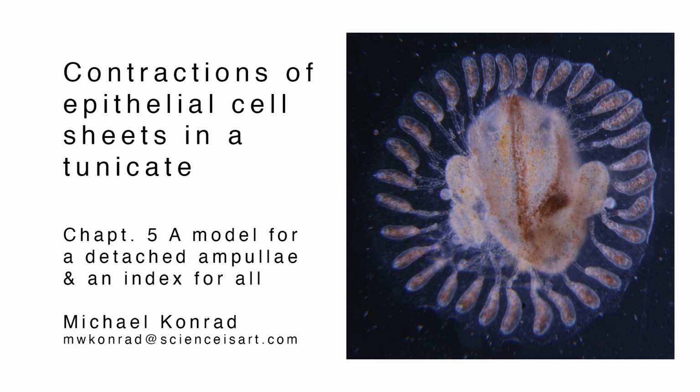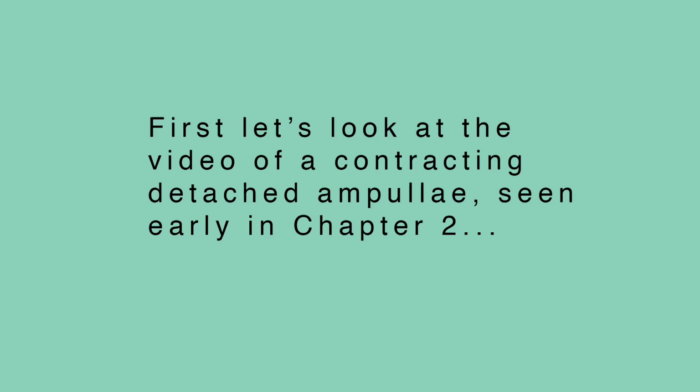You are watching Chapter 5, a model for a detached ampulla. First, let's look at the video of a contracting detached ampulla seen early in Chapter 2. We see bulges move from left to right along the top of the ampulla, while white blood cells in the middle slosh back and forth.